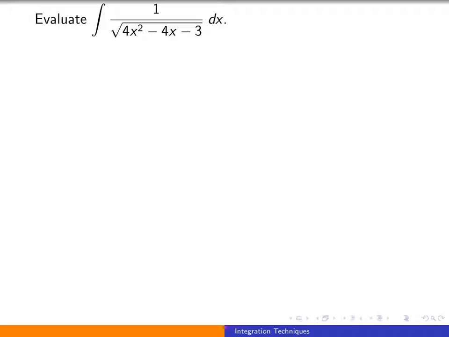It's not quite in any of our standard forms, but completing the square for the quadratic will allow us to hopefully use a trigonometric substitution. So let's go ahead and do the algebra work to complete the square.